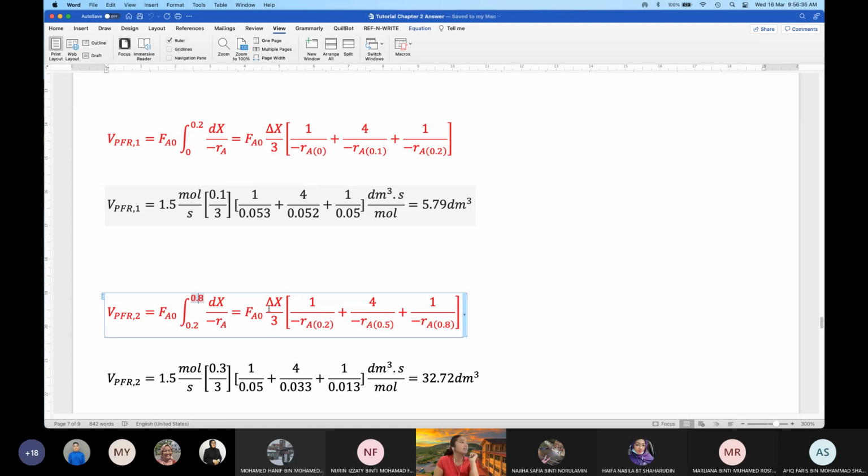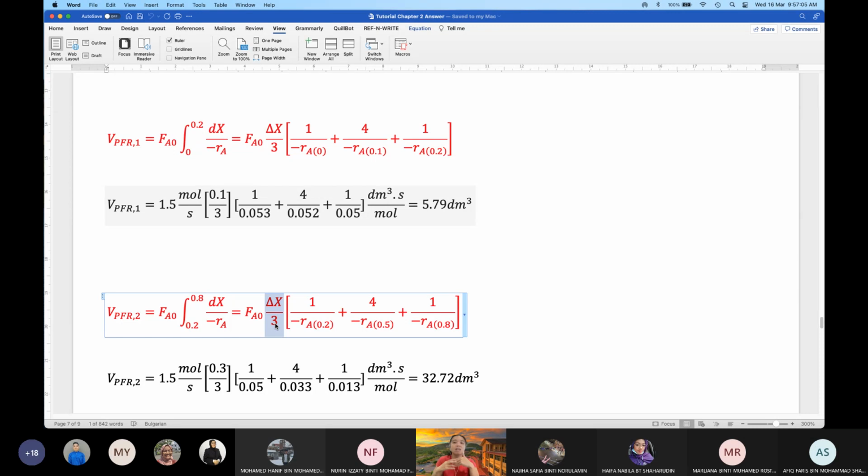Okay, next, delta X per 3. So part ni yang biasa student akan buat mistake sebab dia lupa initial point dia dah bukan kosong. Initial point dia dalam soalan ni adalah 0.2. Your initial is 0.2. Your final is 0.8. So the middle X will be actually 0.5. Kalau kamu perasan, 0.2, 0.8, titik tengah dia sebenarnya adalah 0.5. So your middle X is 0.5.